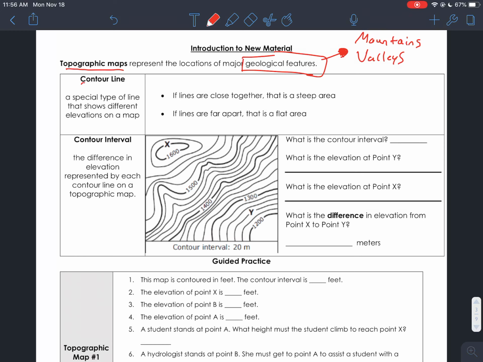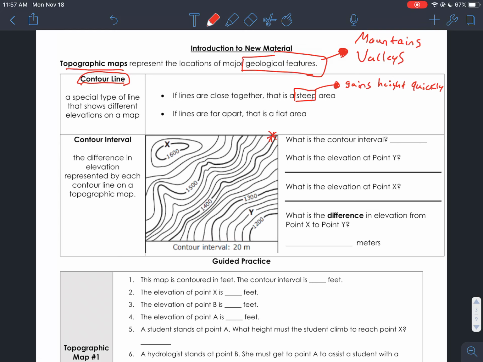So I want you to read this definition right here. It says contour line. That word is pronounced contour. A contour line is a special type of line that shows different elevations on a map. So you see this map right here, let's put a star by it. Those are all contour lines. If the lines are close together, really small, not a lot of space between them, that's a steep area. What a steep area means to us in 8th grade science is it gains height quickly.